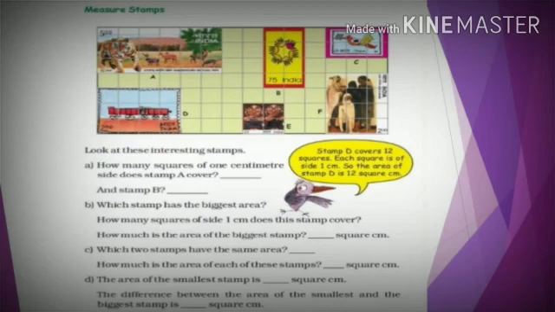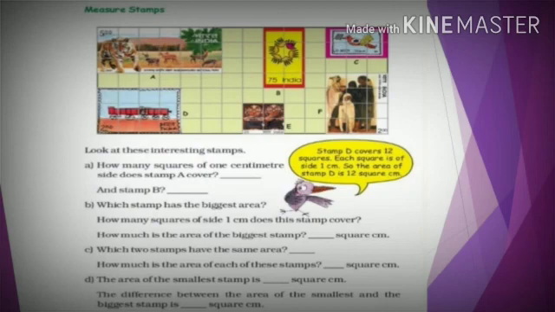Now part C. Which two stamps have the same area? Stamp D and F. Children, compare stamp D and stamp F. The area of stamp D is equal to 12 square centimeters, and you can see here in stamp F, the area of stamp F is also 12 square centimeters. So the areas of stamp D and F are equal.